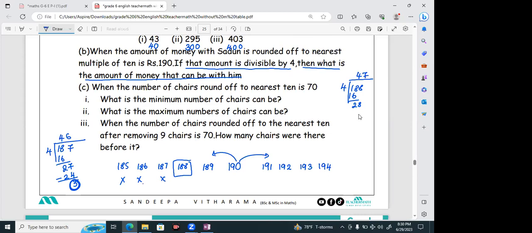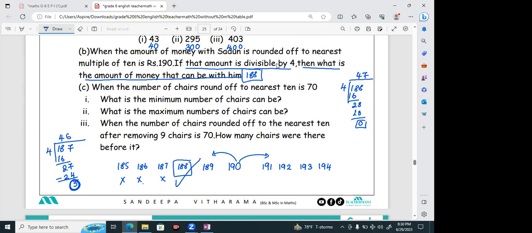Yes, it is divisible by 4. That means the remainder is 0, no? That means 188 is the amount with him. නේද? එයාත් එක්ක තියෙන amount එක කීයද? It is 188.